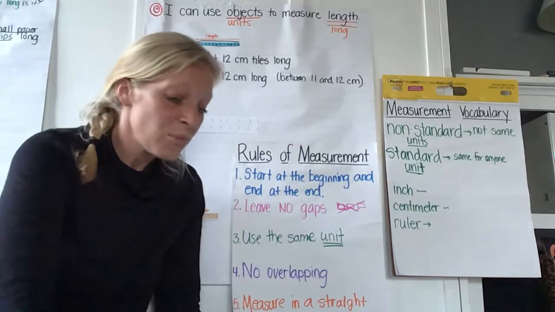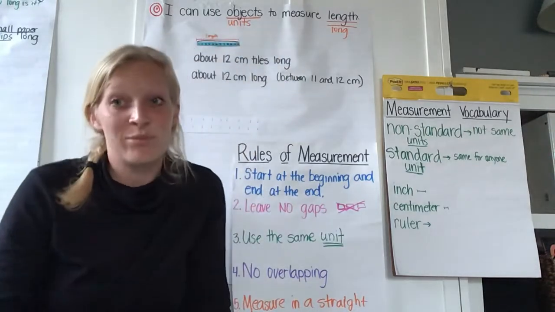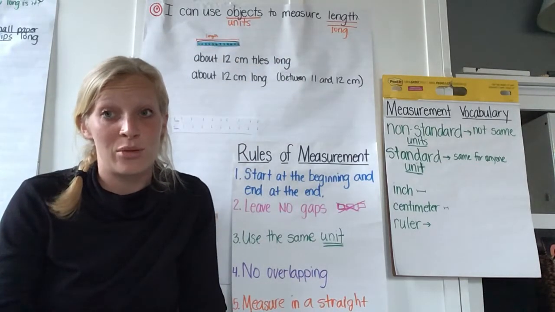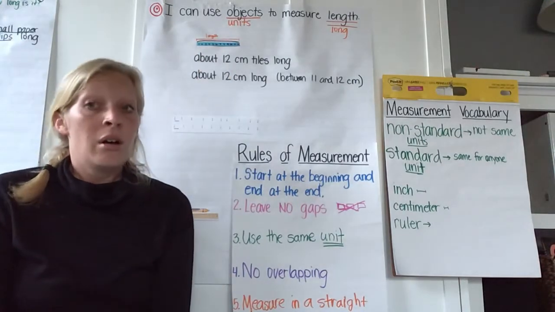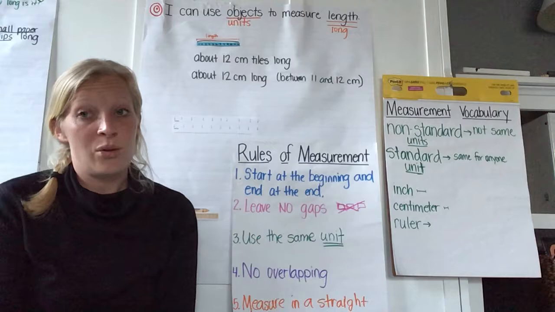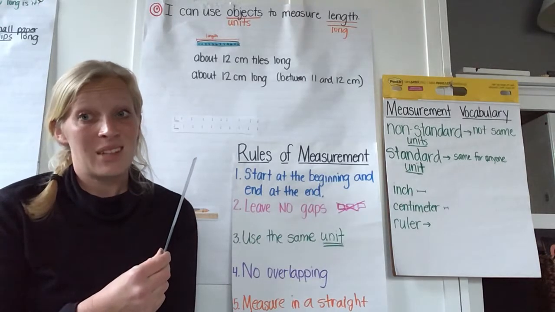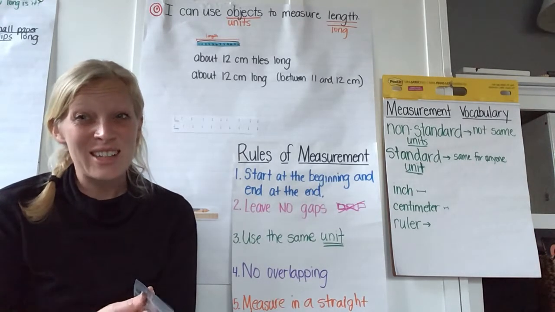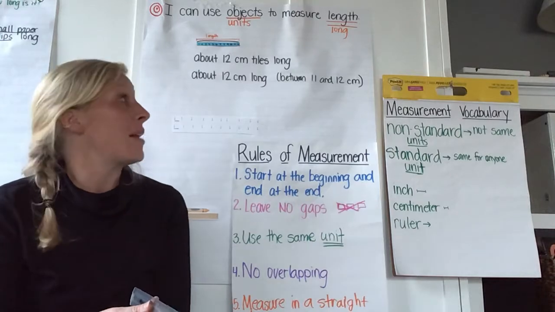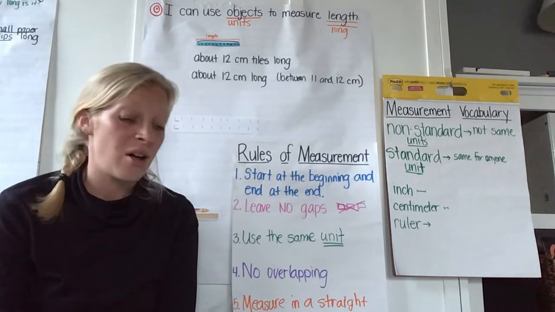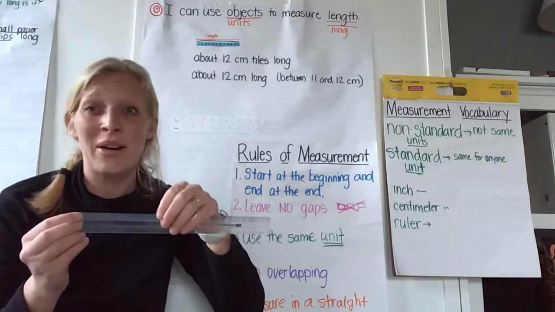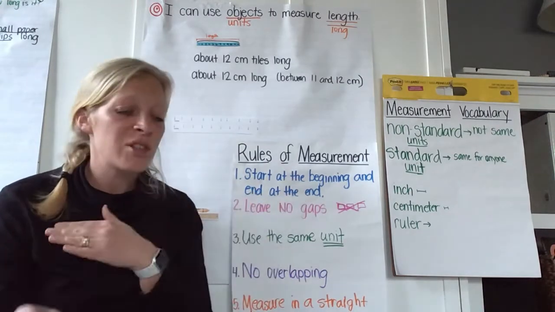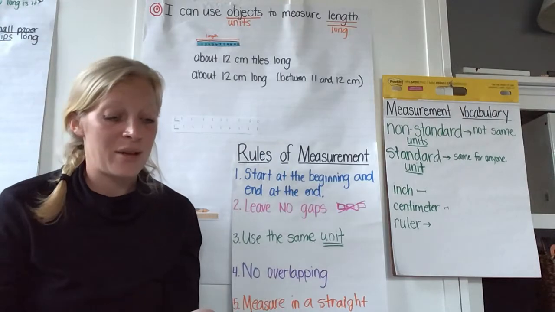Now, we get a chance. So which is going to be easier to use? Is it going to be easier to use those tiles, or is it going to be easier to use the ruler? Yeah, with my tiles, I've got to line them up just right. I might have to cut and tape and all that. And with this, I line it up right at my 0, and I see where it ends, and I'm done. So much easier to use my ruler.